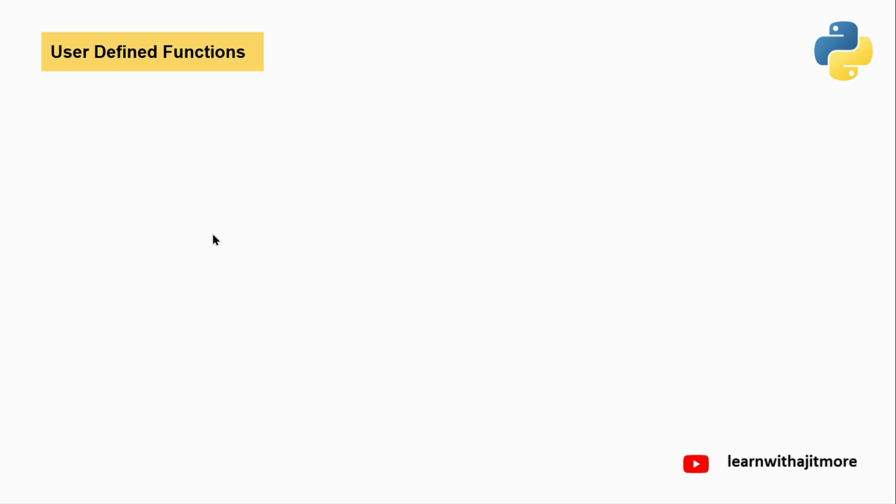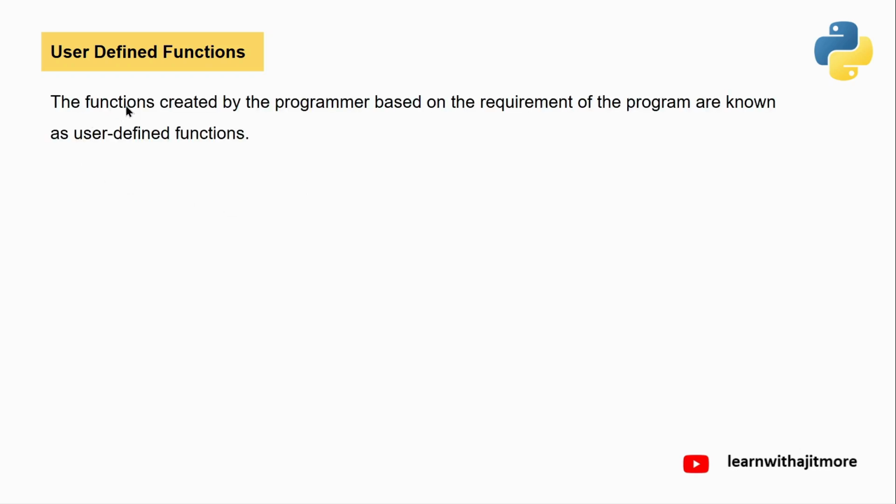Okay? So user-defined functions are functions defined by the programmer as per the requirement. The functions created by the programmer based on the requirement are known as user-defined functions. Okay? Now, always remember, user-defined functions are first defined, and then called.